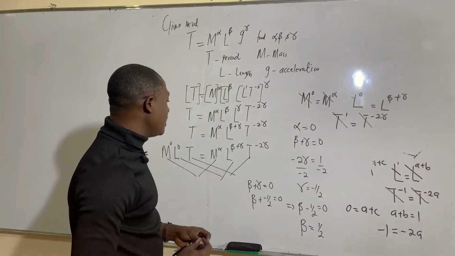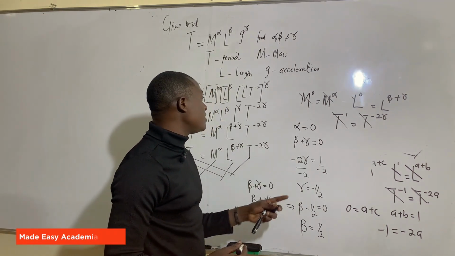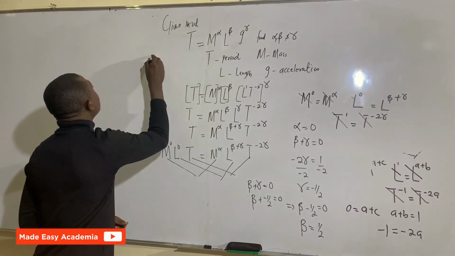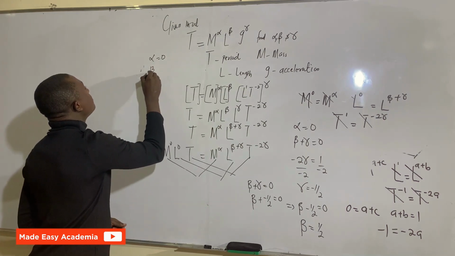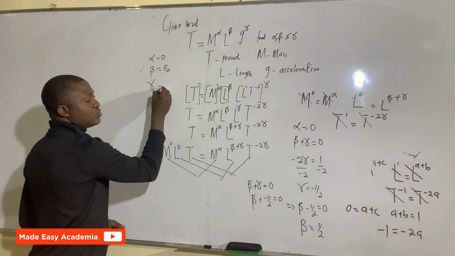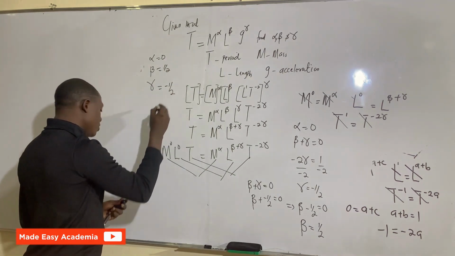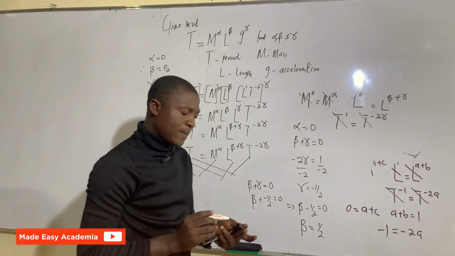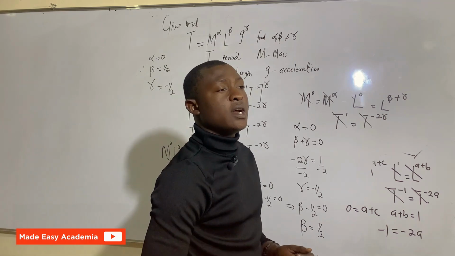So meaning here, alpha is equal to 0. Beta is equal to 1 over 2. And gamma is equal to minus 1 over 2. So that's all of what we have for the unit measurement and dimension.